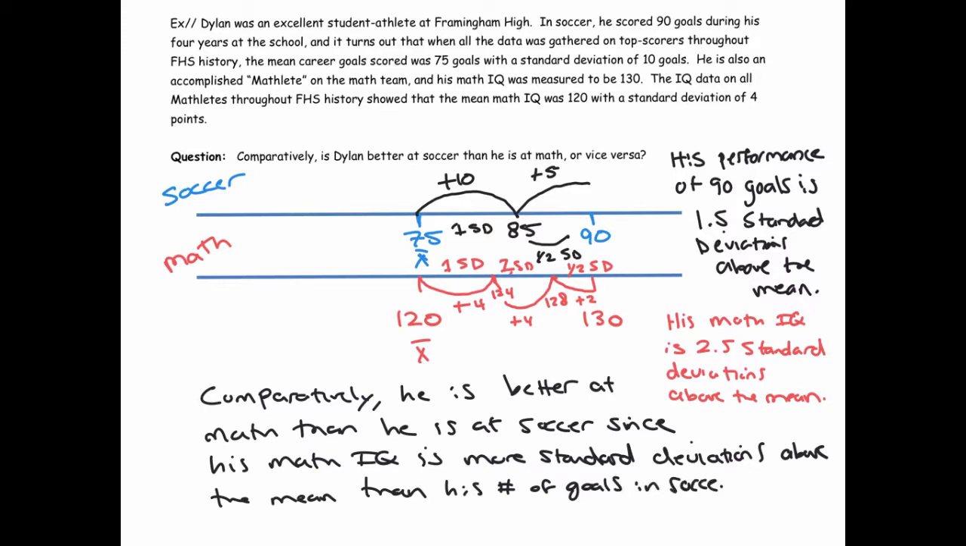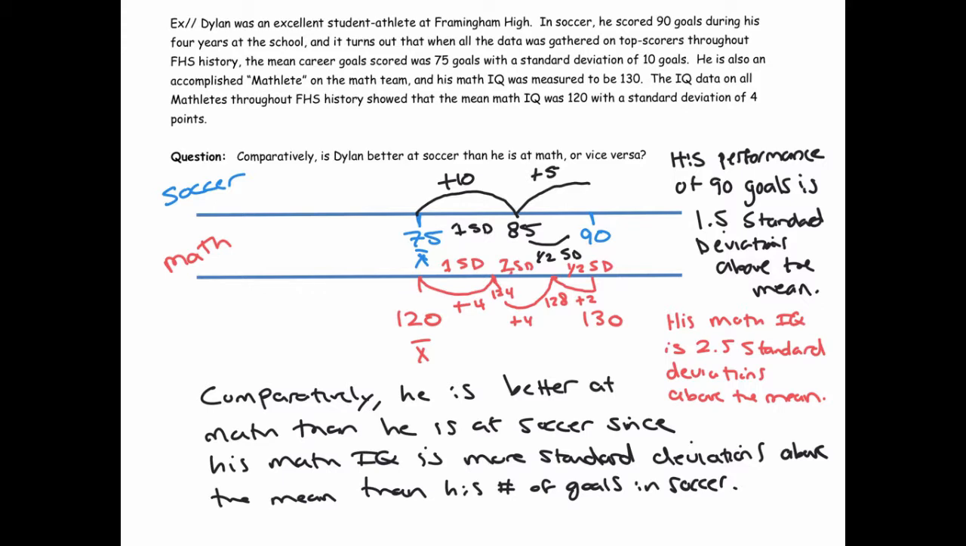Okay, and that word comparatively again is important because it just means we're comparing his performance in soccer with the entire population of top scorers, and he is pretty rare, right? 1.5 standard deviations above the mean is good, but it's only 1.5 standard deviations. Whereas in math, 2.5 standard deviations, it turns out, is a big jump. So he is well above average in math, according to this made-up example.